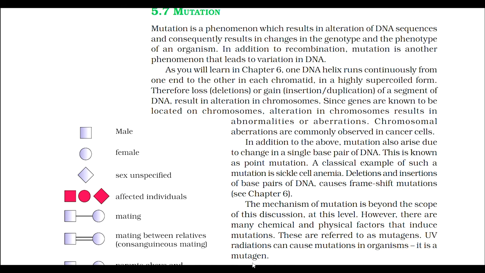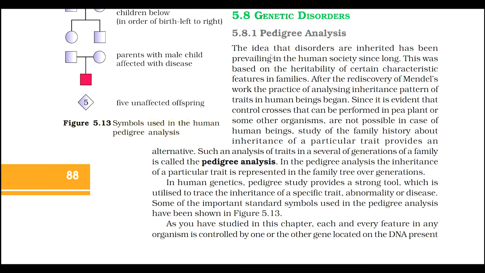5.8. Genetic disorders. 5.8.1. Pedigree analysis. The idea that disorders are inherited has been prevailing in human society since long. This was based on the inheritability of certain characteristic features in families. After the rediscovery of Mendel's work, the practice of analyzing inheritance pattern of traits in human beings began. Since it is evident that controlled crosses that can be performed in pea plant or some other organisms are not possible in case of human beings, study of family history about inheritance of a particular trait provides an alternative. Such an analysis of traits in several generations of a family is called the pedigree analysis.